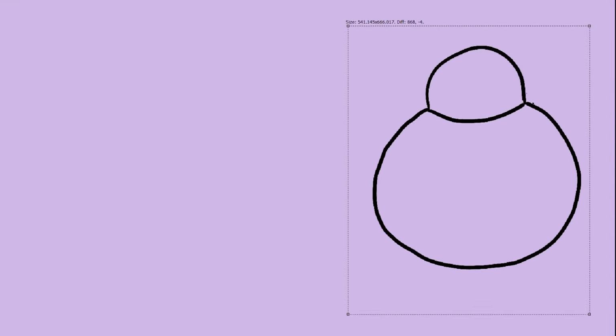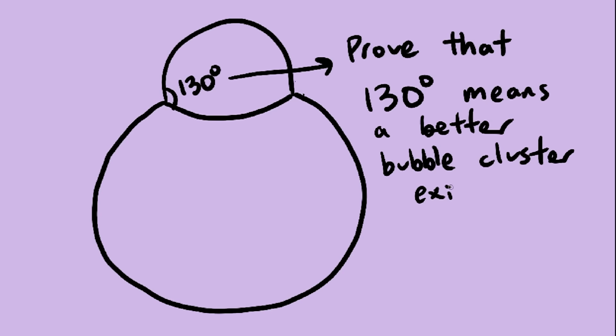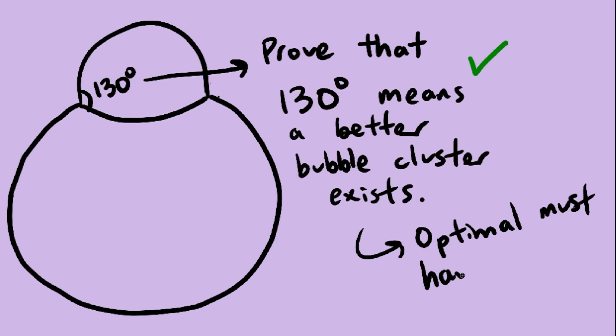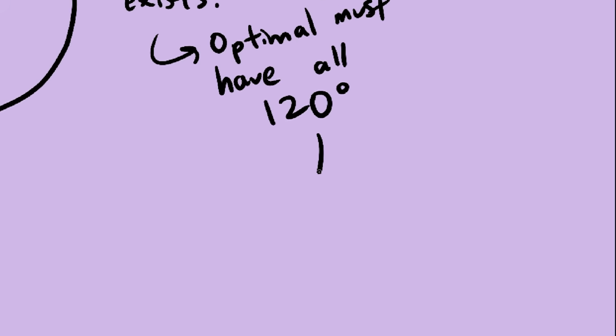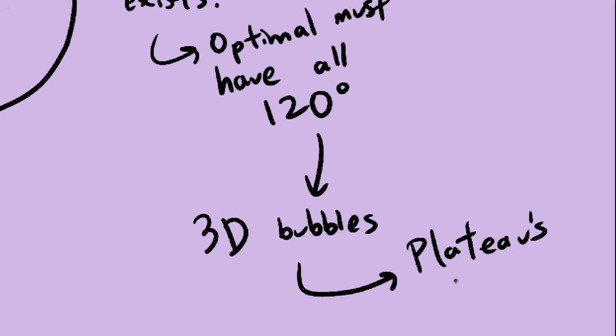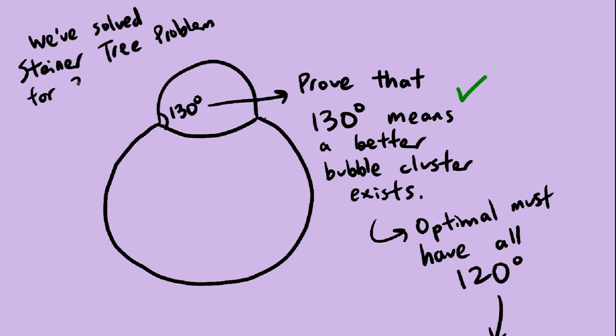First, let's try the same thing we did with Steiner trees. We'll prove that if a bubble cluster doesn't have the correct angles, then it's not optimal, it can be improved. If we manage to prove that, we'll know for sure that optimal bubble clusters must have 120 degree angles, and then from there we'll extend that reasoning into 3D and get Plateau's laws.